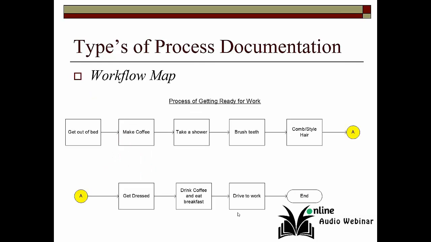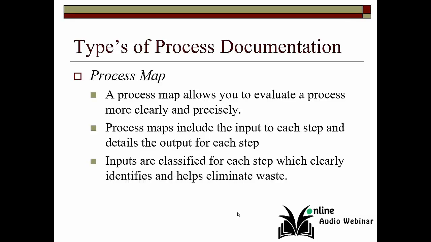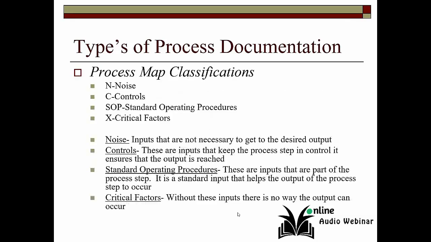This is what a workflow map looks like. Now, what is the value of defining or doing a process map? All right, so here are the different classifications that you put to your inputs. There are 4 different classifications. One is noise. Output, you know, then your controls.